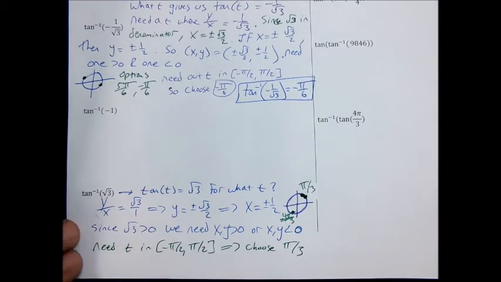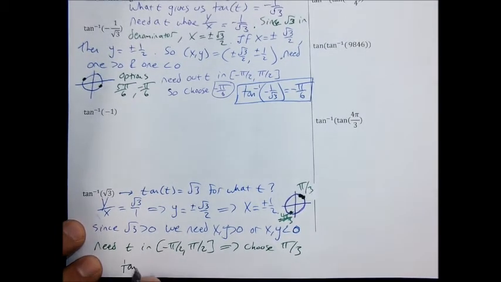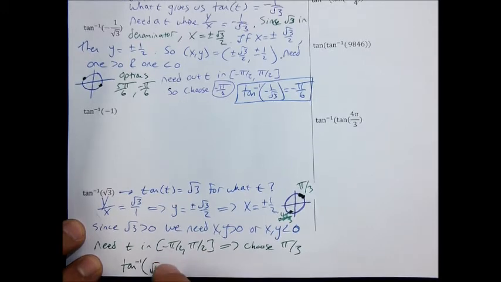And so our answer, tan inverse of root 3 is pi over 3.